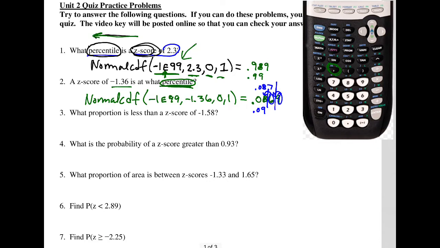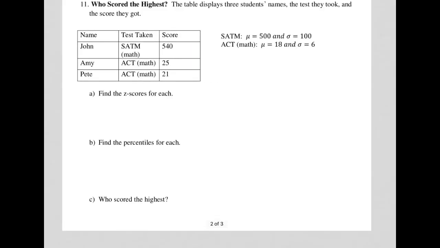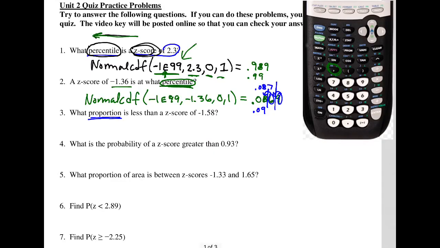All right, number 3, what proportion? So once again, you're asked for one of the P words. If we go to our little graphic organizer here, we're asked what proportion. So still, we want a proportion. So we're still using normal CDF. So if you get these problems, just go through and check your answers, pause and play. That way you don't have to sit here and watch me write all these, but if it helps you, we are doing the normal CDF.